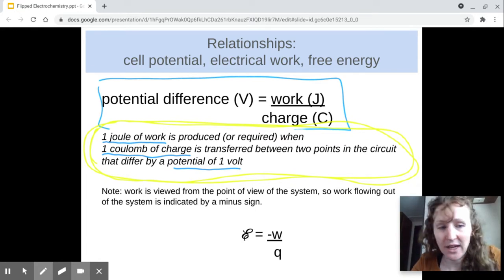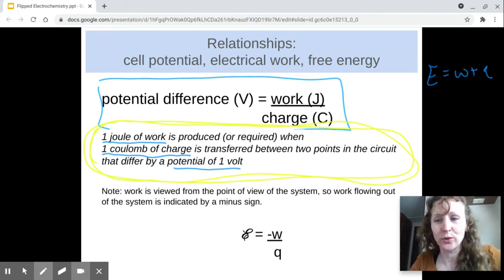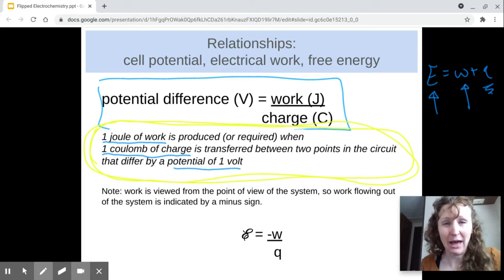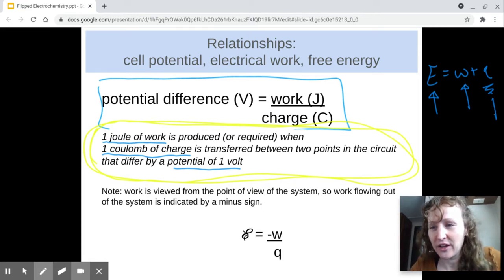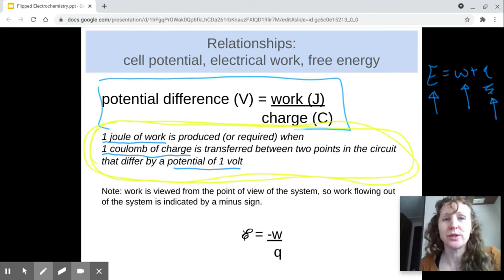Now, remember, we've talked about energy before. Energy is work plus Q. Remember this? And Q for us kind of turned into the heat that's transferred. So remember, energy is never 100% work. 100% work will never actually happen, because all processes are going to lose some of the energy to heat.